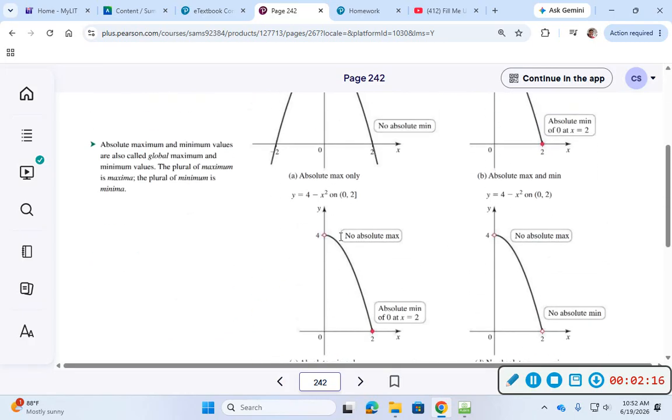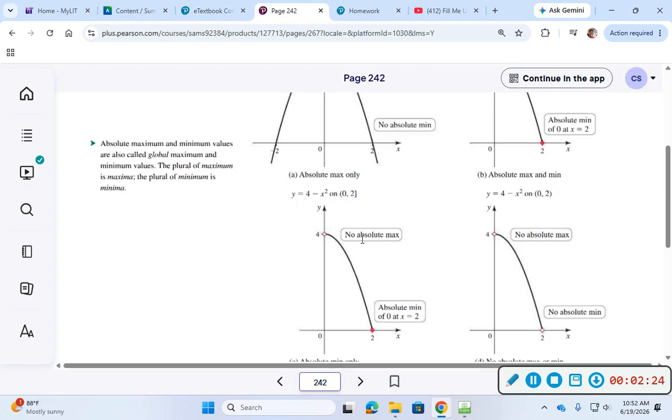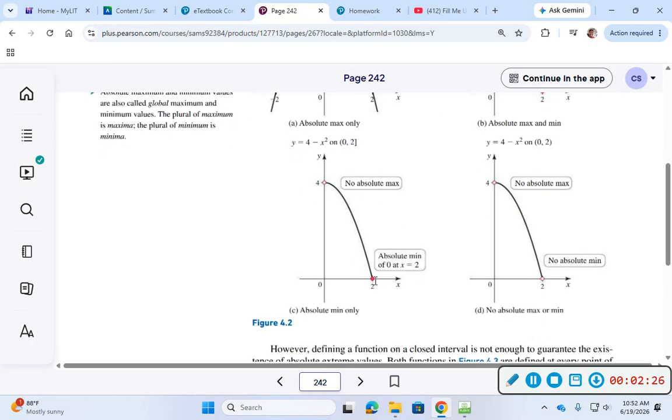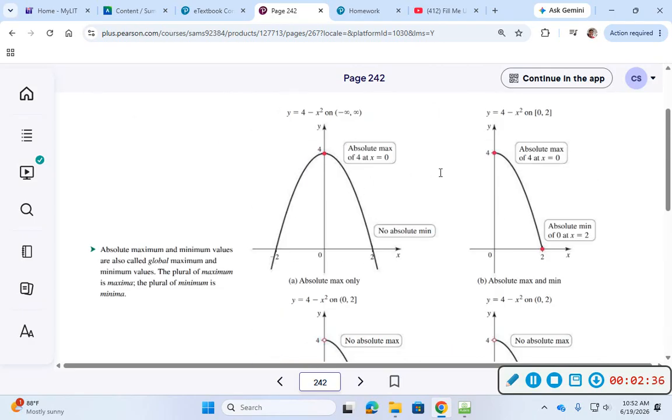When we have an open interval, okay, we are always approaching but never equal to 4, so we don't know what the closest value is. There's no maximum. But we do get a minimum. And then here, when both endpoints are open, we have no absolute maximum or minimum because we don't reach those points. So just some visuals to help you understand.